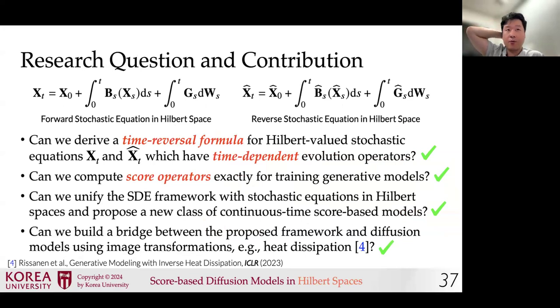So in summary, we are able to derive a time reversal formula in the Hilbert space, and we can also compute the score operators explicitly for training generative models. Consequently, our framework integrates successfully with the existing SDE frameworks in Hilbert spaces. So now we can propose a new class of generative models we call the Hilbert diffusion models, which build a bridge between score-based generative models and stochastic PDEs, and which can explain how the inverse heat dissipation model can work, as we already introduced using the blurring operators.